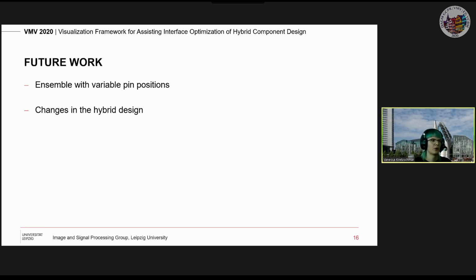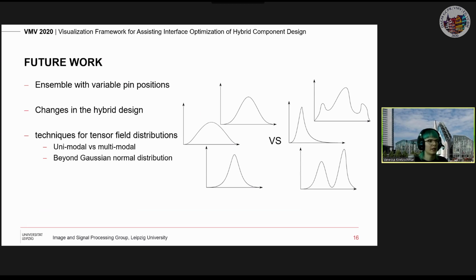The second objective would be a follow-up work to this extended study, using the gained information about the pin placement and applying it to the original hybrid design and testing this. And the last thing is maybe the most interesting one for our community, since we call for more work on uncertainty or ensemble tensor field visualization techniques. This work should then include multimodal distribution settings, as well as explore the broad space of distributions beyond the Gaussian normal distribution. This wish was also supported by the engineers, and they added that such work should also try to consider physical relations as well.